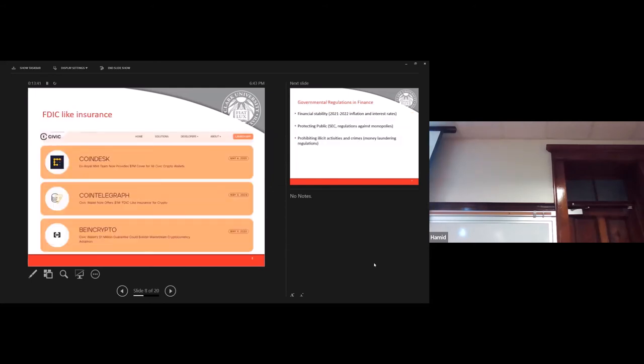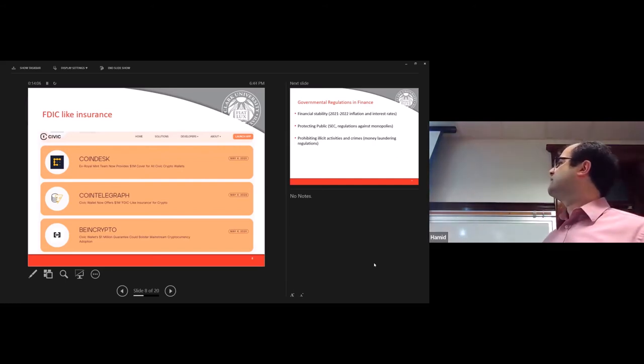Also, this is another one. So look, Civic Wallet now offers $1 million FDIC-like insurance for your crypto. So we have some that claim they provide insurance for your crypto wallets against hacking or other malicious behaviors.